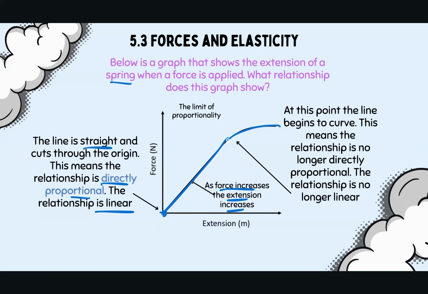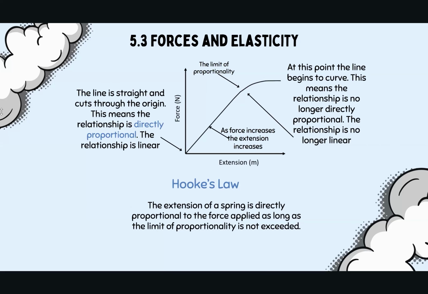But towards the end, the line begins to curve. From here to here, the relationship is no longer directly proportional, it is no longer linear. That's the limit of proportionality right there. Limit of proportionality means the point at which Hooke's law is no longer obeyed or followed. So Hooke's law is the extension of a spring is directly proportional to the force applied, as long as the limit of proportionality is not exceeded.